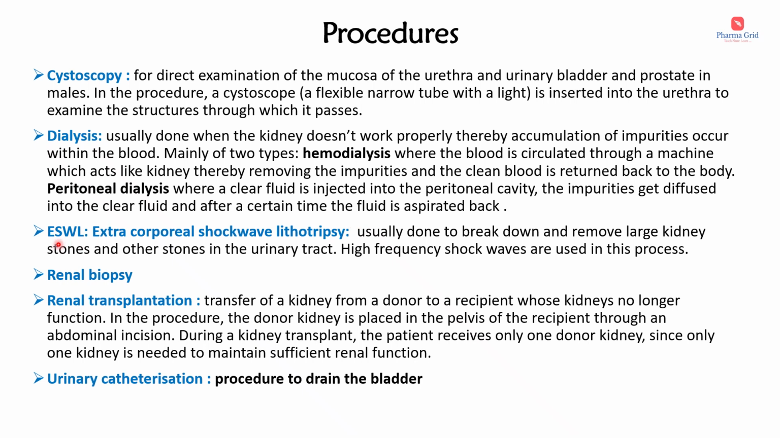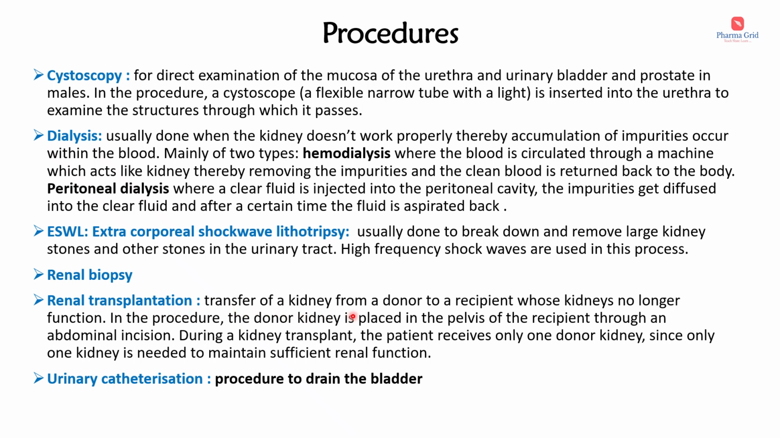The next procedure is ESWL, that is extracorporeal shock wave lithotripsy. This procedure is usually done to break down and remove large kidney stones and other stones in the urinary tract. Here, high frequency shock waves are used. Then renal biopsy, which you already know. A small portion of the kidney, or whatever organ in the urinary system, is taken to examine for any abnormalities.